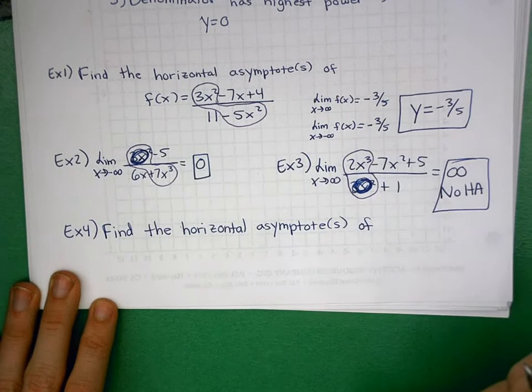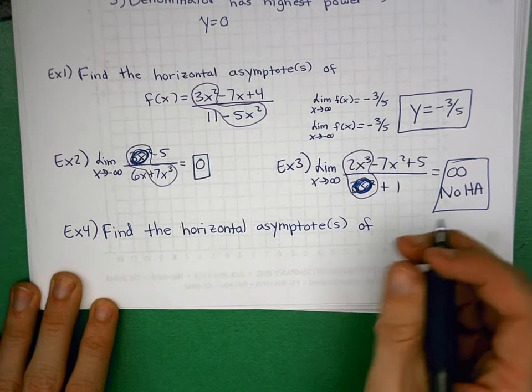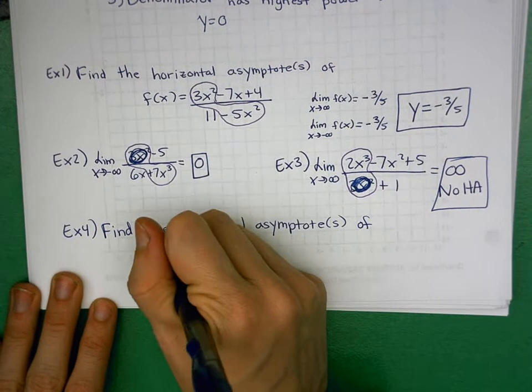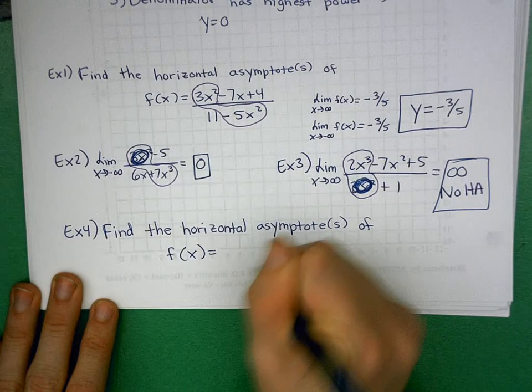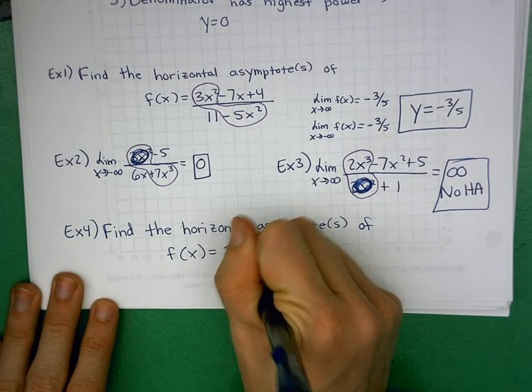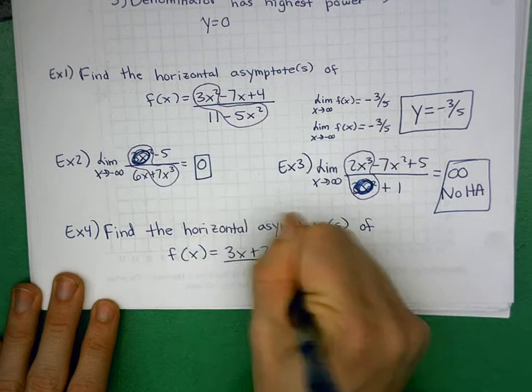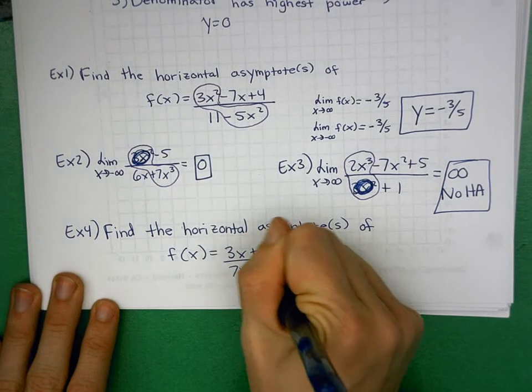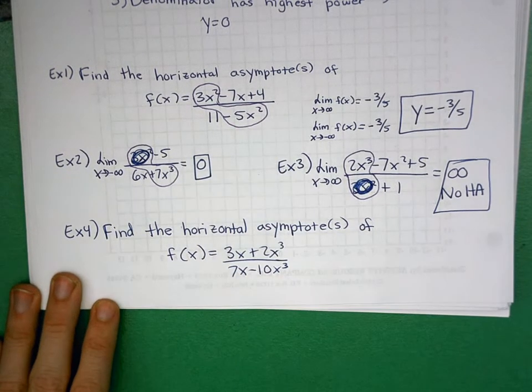Find the horizontal asymptote or asymptotes of f of x equals 3x plus 2x cubed over 7x minus 10x cubed. Okay, go ahead and pause the video, restart it when you're ready or are stuck and need help.